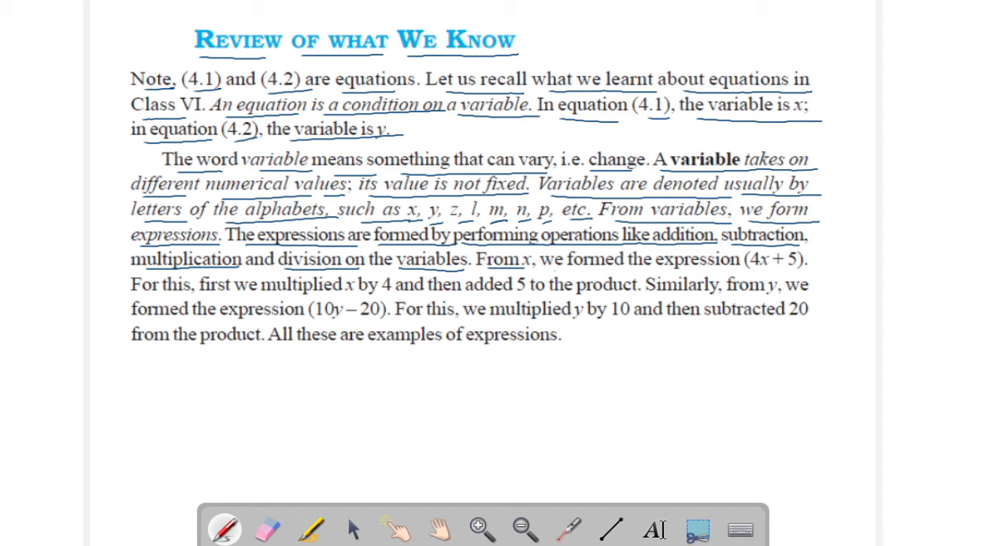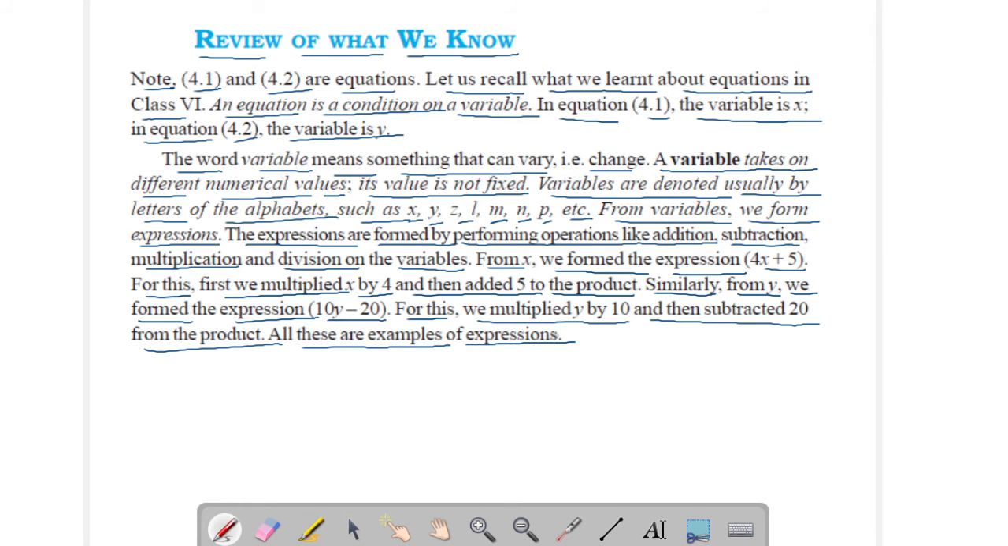From x, we form the expression 4x + 5. For this, first we multiply x by 4 and then add 5 to the product. Similarly, from y, we form the expression 10y − 20. For this, we multiply y by 10 and then subtract 20 from the product. All these are examples of expressions.